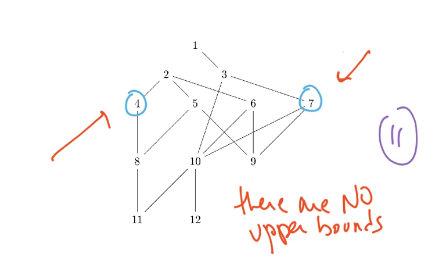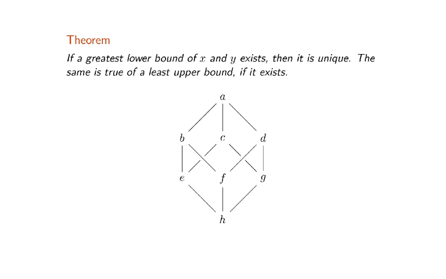So that's why it's important in this theorem, where we said that the greatest lower bound is unique, that we said "if it exists," right? Because in that poset, for instance, it doesn't exist, so it's not unique because it just doesn't exist.